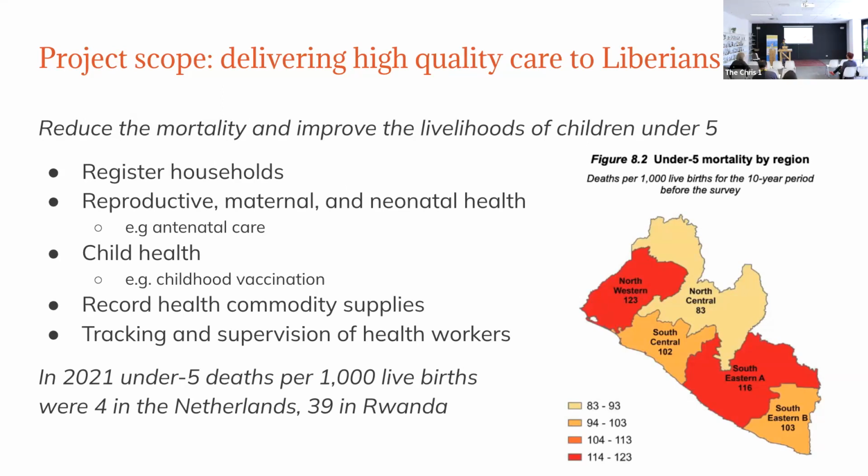And this is comparable to the Netherlands, where for comparison this number is 4 per 1,000. And in Rwanda, it's 39. In the US, it's 5. So you can see there's a lot of potential impact with this project.